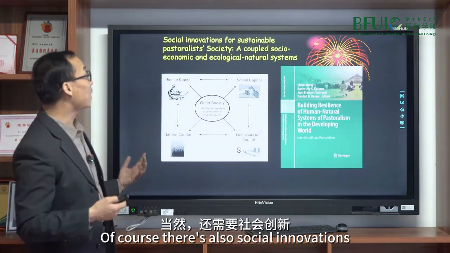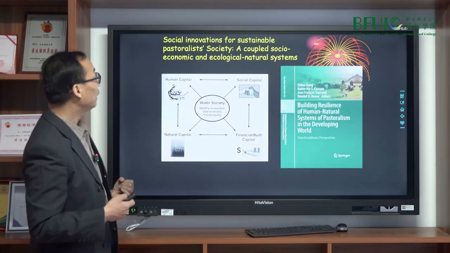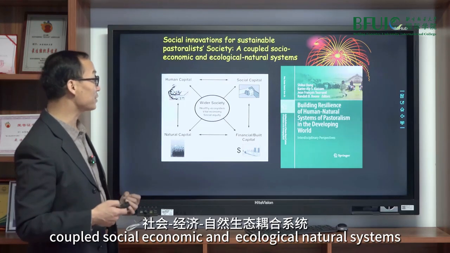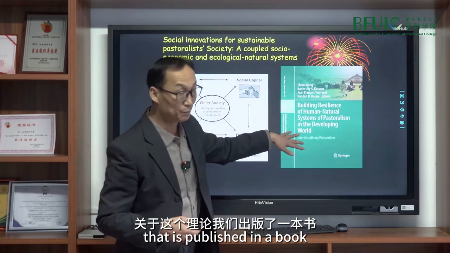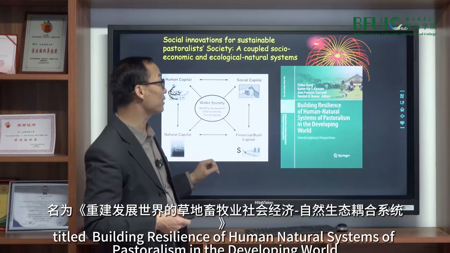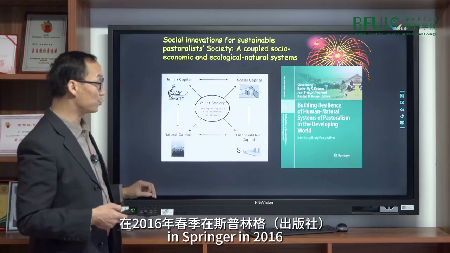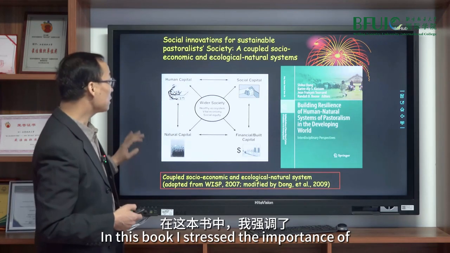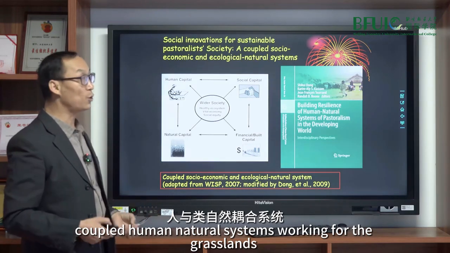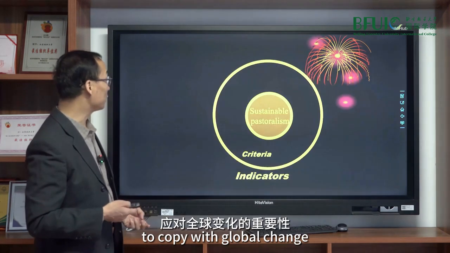Of course, there are also social innovations for a sustainable pastoralist society. We call it a coupled social, economic, and ecological natural system. Here I published a book called Building Resilience of Human-Natural Systems of Pastoralists in the Developing World, with Springer in 2016. In this book, I stressed the importance of coupled human-natural systems to cope with global change.